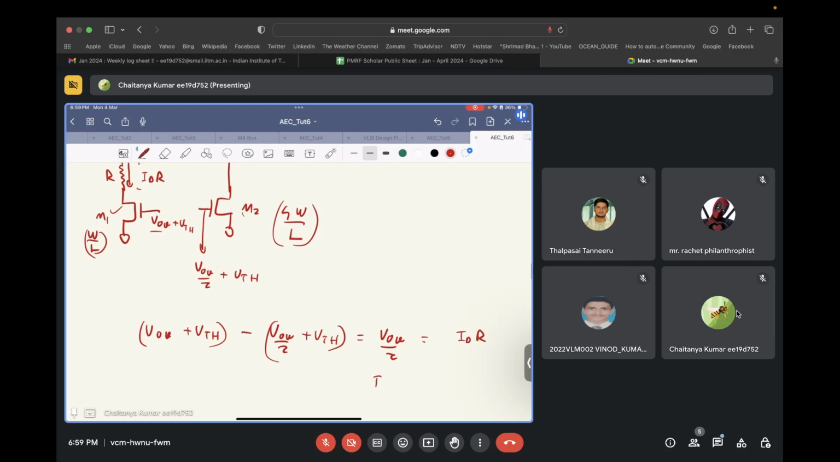Then only you will have ID equal to that, and only then can you say that 2ID by VOV, that is equal to GM, is equal to 1 by R. So this condition you need to satisfy in the circuit.